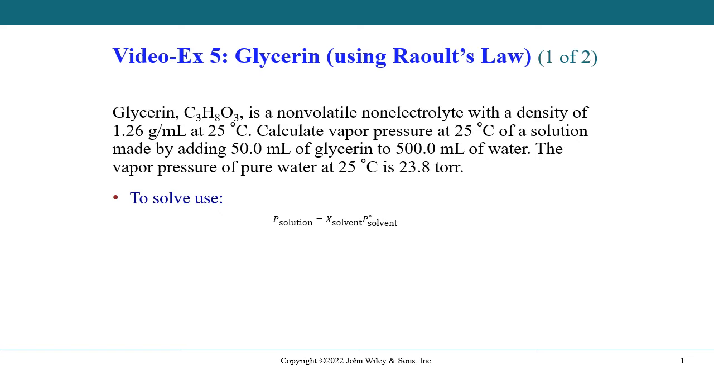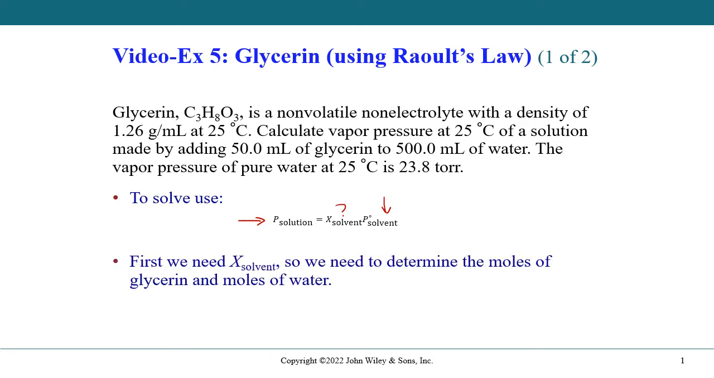All right, so in order to solve this problem, we're going to use Raoult's law, which is displayed on the slide. It says that the vapor pressure of the solution is equal to the mole fraction of the solvent multiplied by the vapor pressure of the pure solvent. So we have this, but we don't have this. We need to find that. That's the first thing we need to do: find the mole fraction of the solvent.